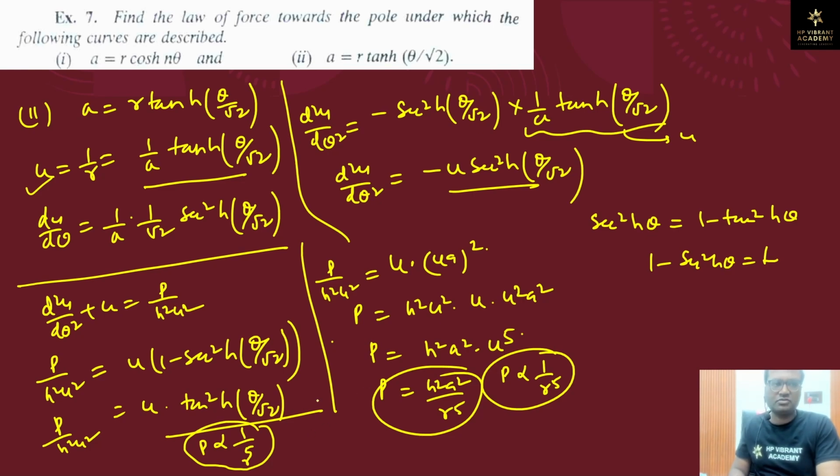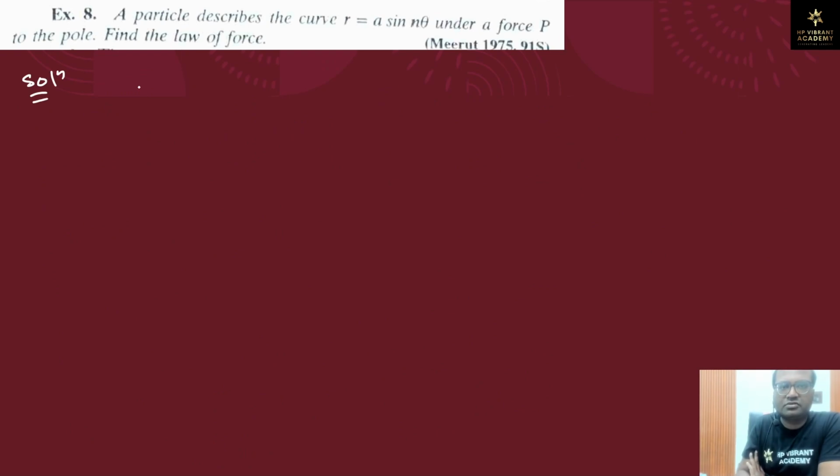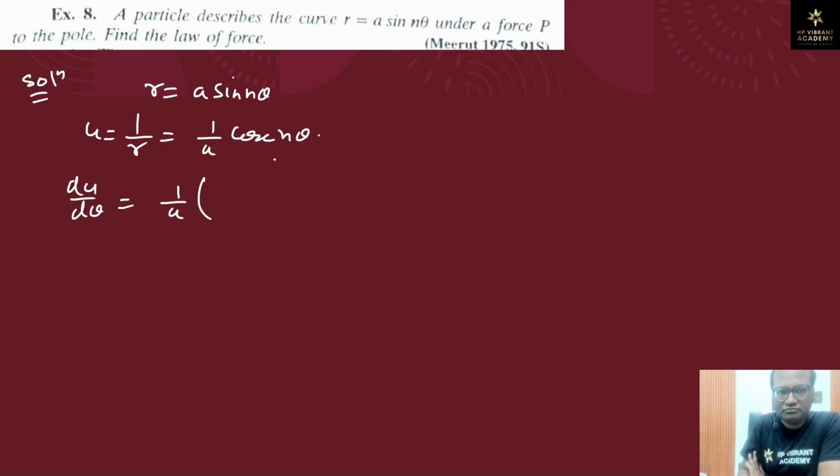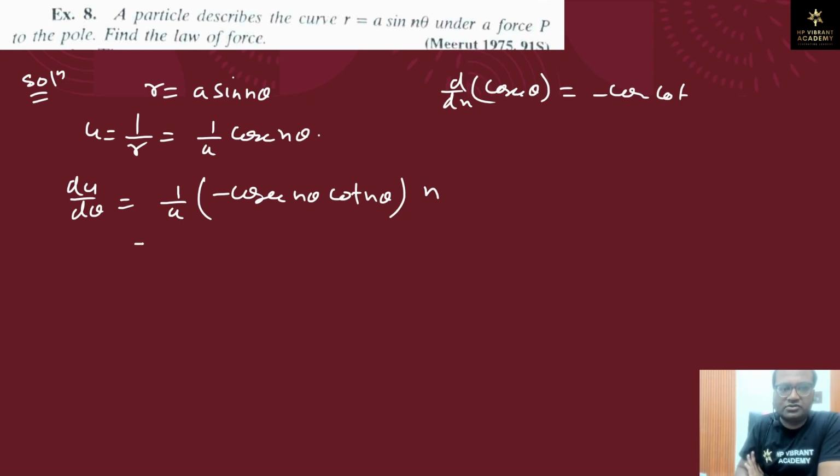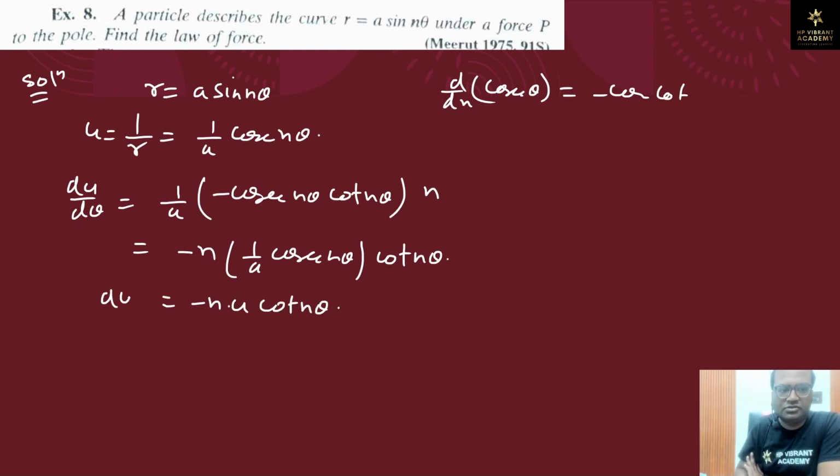So let us discuss question number 8. We can solve this. So we have the curve r is equal to a sin n theta. Okay, so from here we have 1 upon r is equal to 1 upon a cosec n theta, and this is u. So we have du upon d theta is equal to 1 upon a into minus cosec n theta cot n theta, times n. This is equal to minus n into 1 upon a cosec n theta into cot n theta. So we have minus n into u cot n theta. This is du upon d theta.